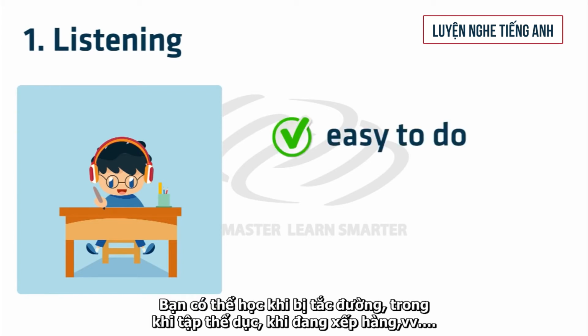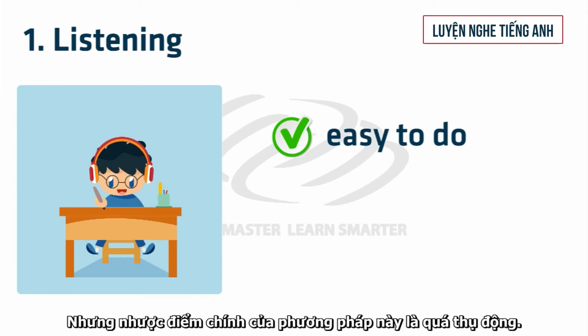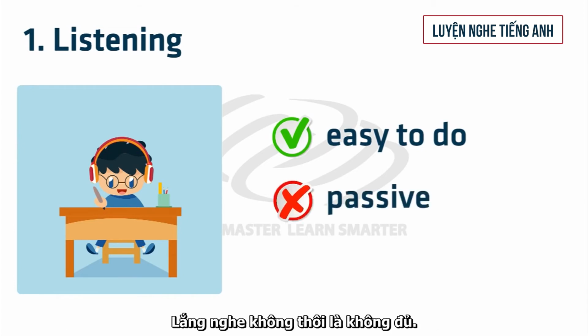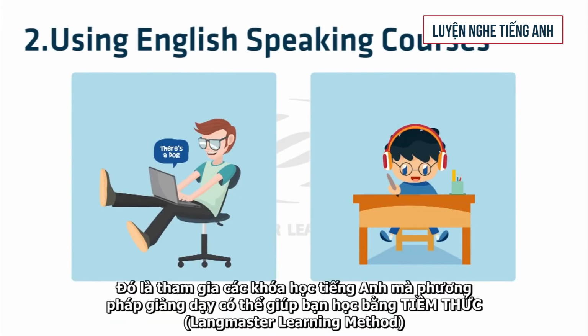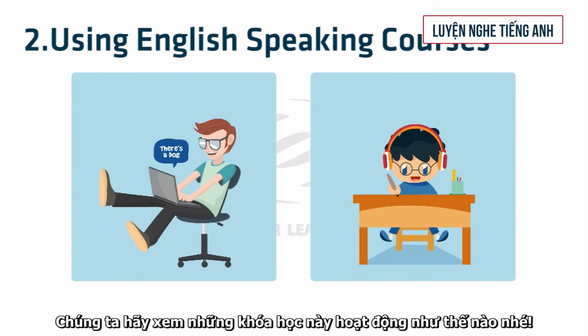You can do it while you're stuck in traffic, whilst exercising, whilst waiting in line, and so on. But the main drawback of this method is that it's too passive. Listening alone is just not enough. You have to combine listening with some sort of speaking practice. And that brings us to the next method, which is to use English speaking courses that teach English implicitly. Let's see how these courses work.